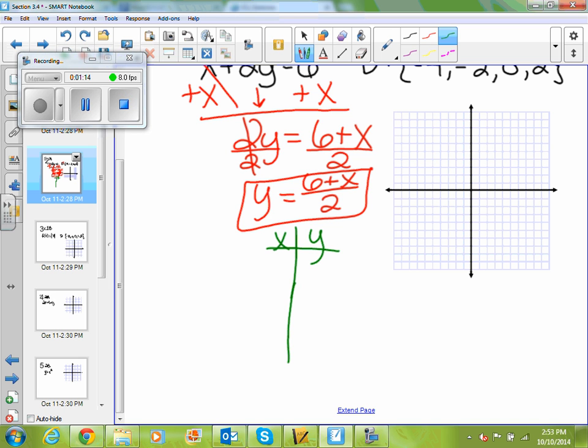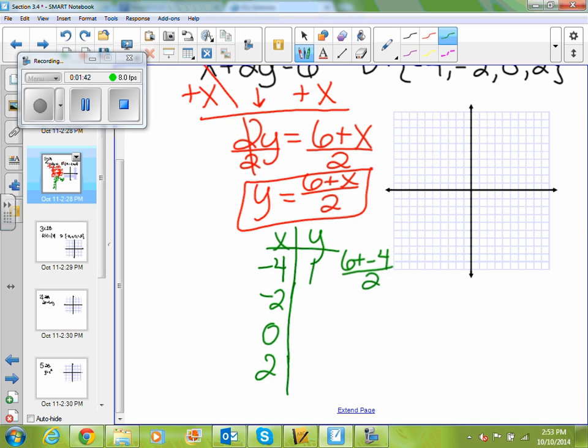I have the x values negative 4, negative 2, 0, and 2. Those are my domain values. Those are my x values. So that's what I'm going to plug in for x. If I plug in negative 4, I get 6 plus negative 4 divided by 2. What's 6 plus negative 4? 2. And what's 2 divided by 2? 1. So my first y value is 1.